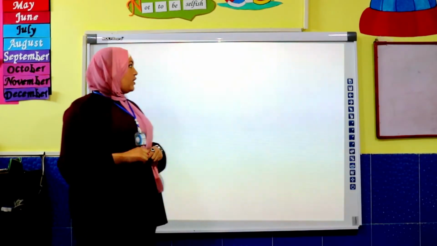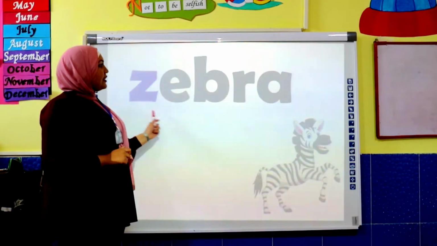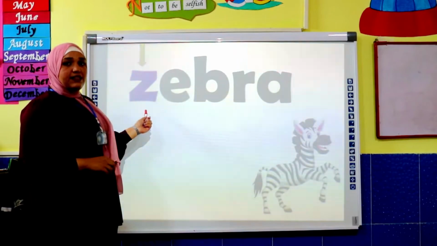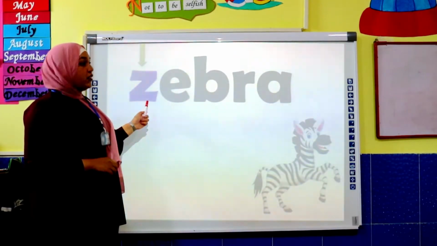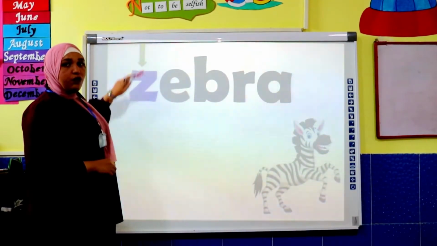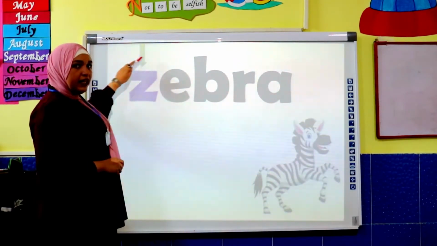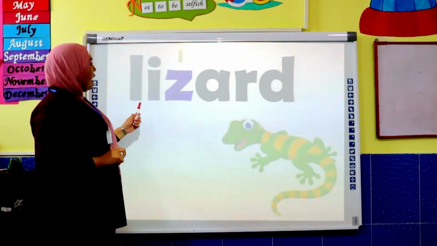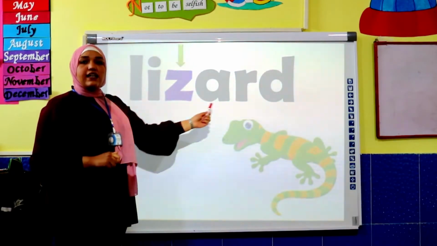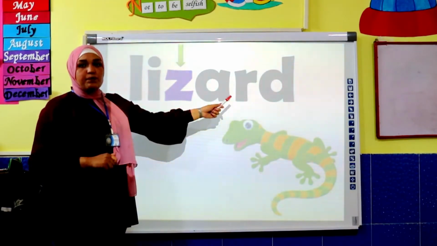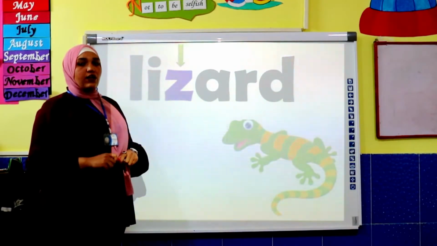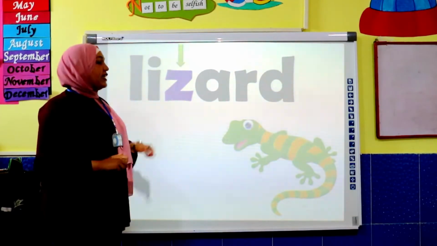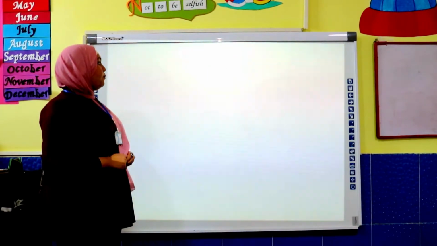Now let me show you the positions of the letter Z or the sound Z in some words here. The first word I have, zebra. Zebra. Where can I find the letter Z or the sound Z here? At the beginning of the word. Excellent. Let me show you another word. Lizard. Where can I find the letter Z or the sound Z here? In the middle of the word. Excellent.